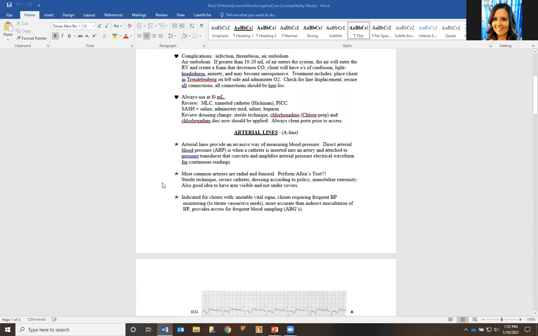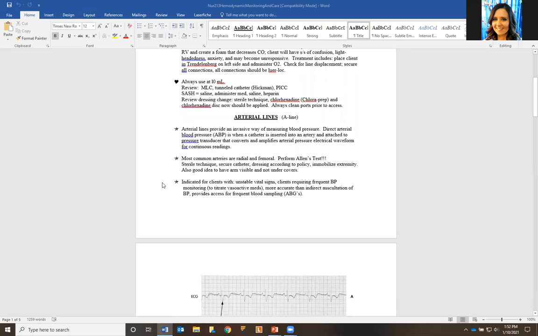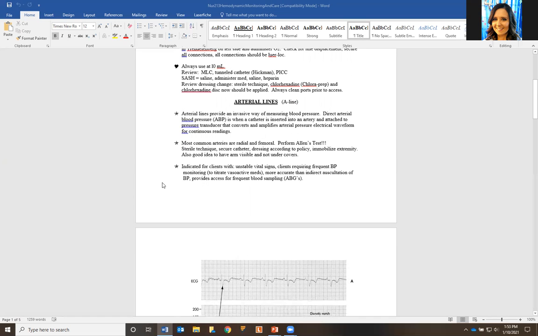Arterial lines, remember there are invasive lines to measure blood pressure. The most common arteries are radial or femoral. Do your Allen's test. Sterile technique for insertion and changing the dressing. Make sure whatever extremity that A-line is put in, that it's visible at all times and not under the covers. I told you another good way is to put the pulse ox on that extremity. If you notice your pulse ox waveform not so good, then perfusion has been compromised and your A-line might be the culprit.